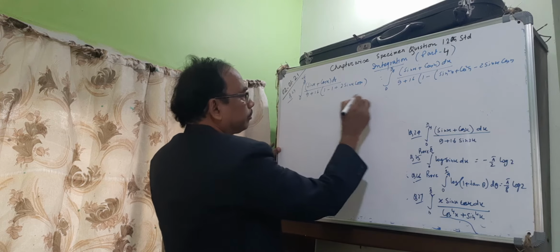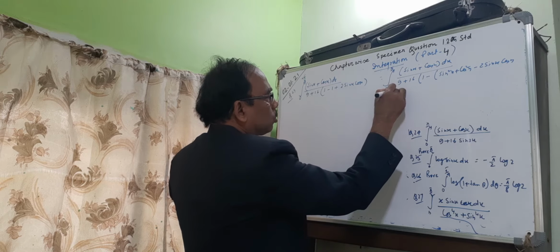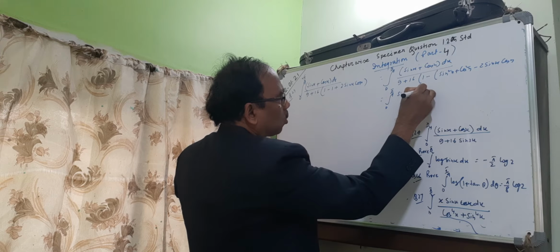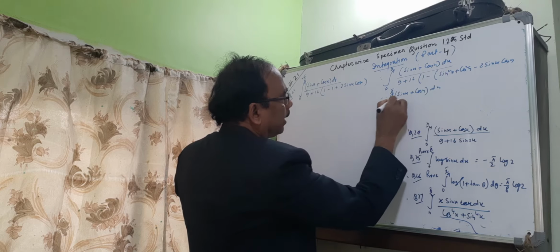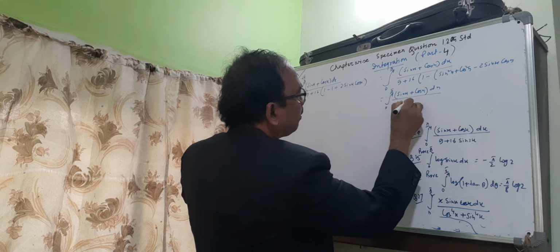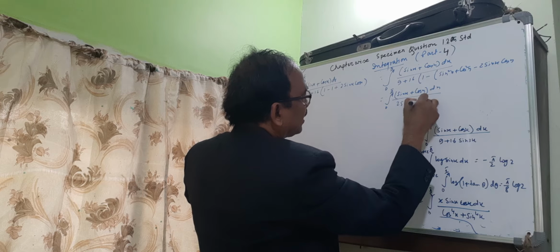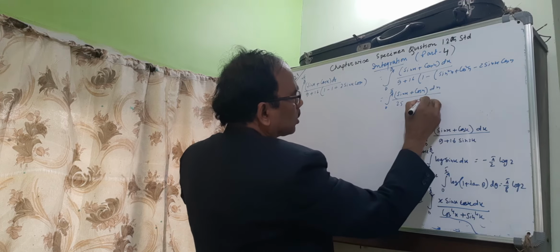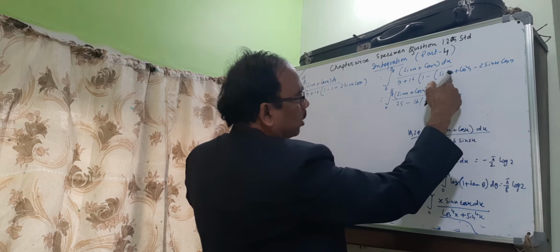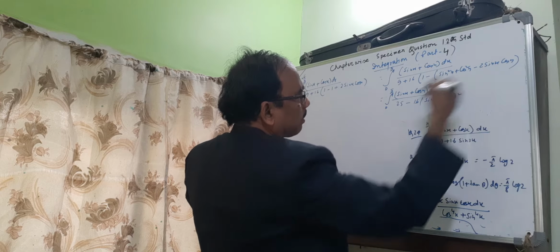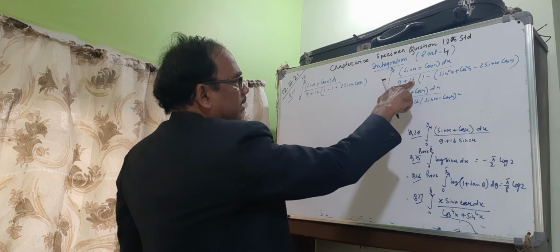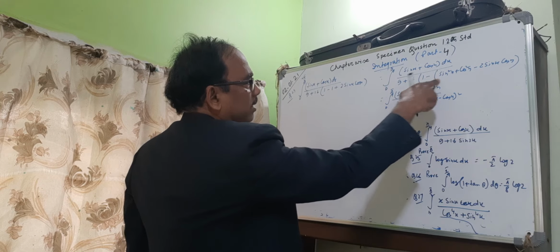That is 0 to pi by 4 sin x plus cos x dx over 9 plus 16 is 25 minus 16 (sin x minus cos x) whole square, using a square minus 2ab plus b square, that is (sin x minus cos x) whole square. 16 into 1 is 16, so 9 plus 16 minus 16 times this.